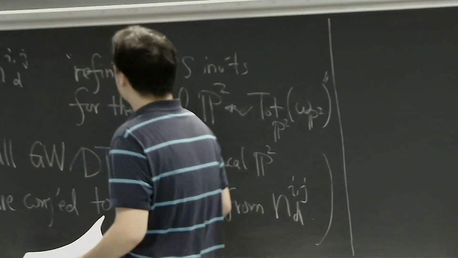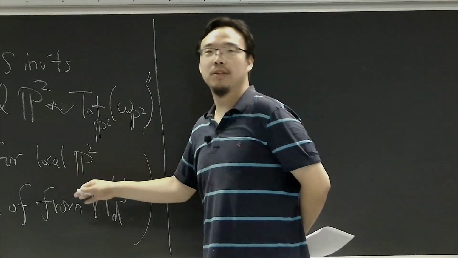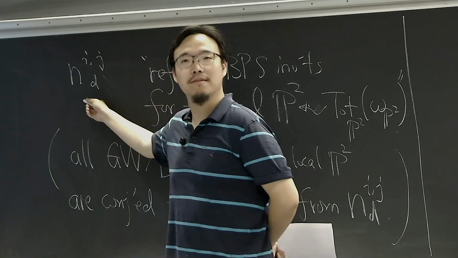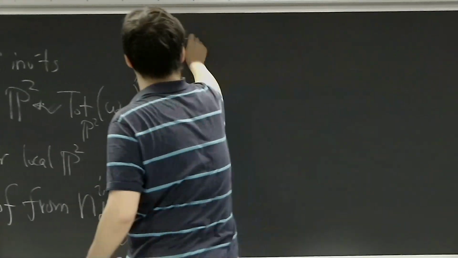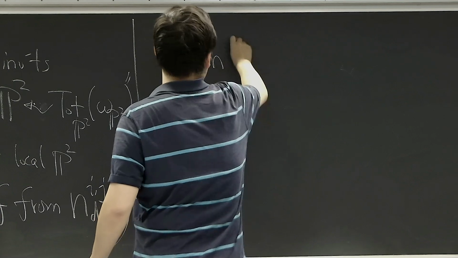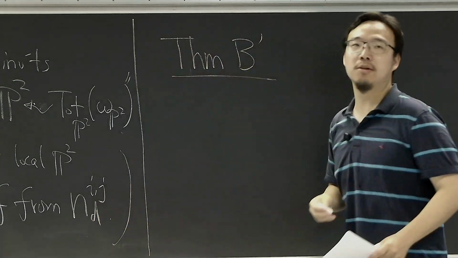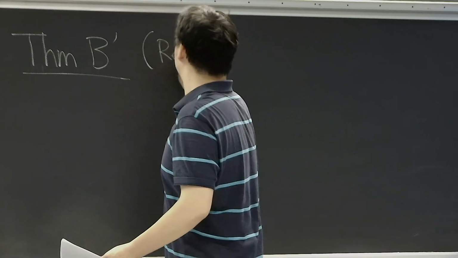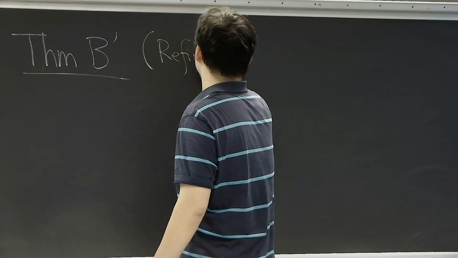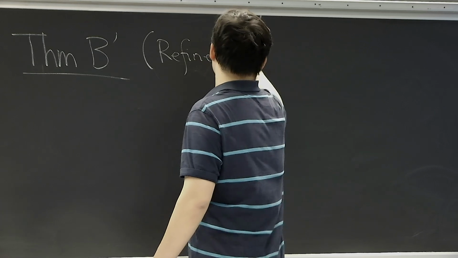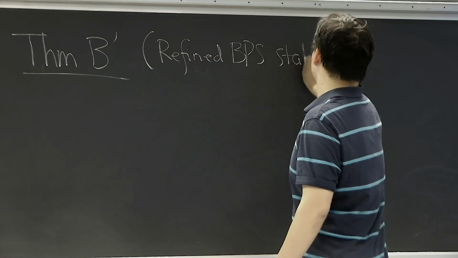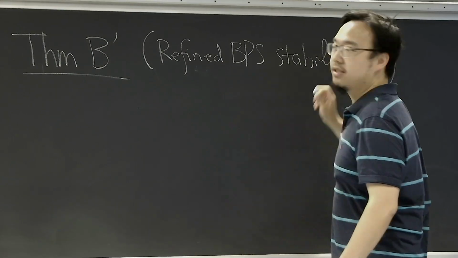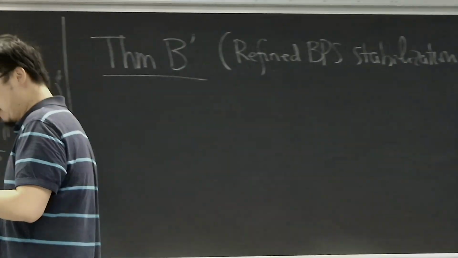Okay, so the Gromov-Witten invariants for local P2 have been studied for decades, but it turned out these numbers behave better in some sense, which let me explain, which is our theorem B prime. Theorem B, I stated last time, was the cohomological stabilization, but now this is the refined. The real stabilization actually happens for the refined BPS invariants. Refined BPS stabilization, which is proved in the same paper as I mentioned.